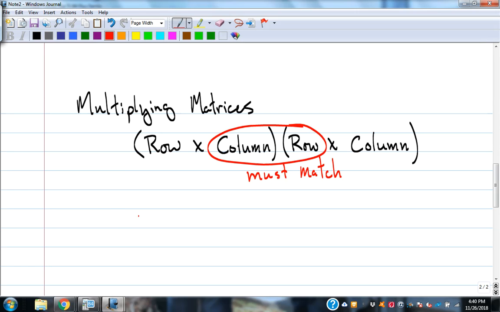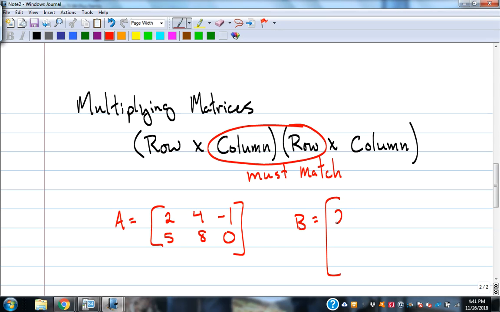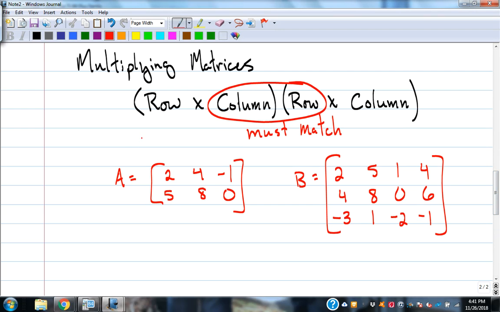Just an undefined operation. So if we had a matrix A, I'm changing up what matrix A is. Matrix A is 2, 4, -1, 5, 8, 0. And matrix B is 2, 5, 1, 4, 8, 0, 6, -3, 1, -2, -1. All right, so we have a 2-row by 3-column matrix. Matrix B is a 3-row by 4-column matrix.